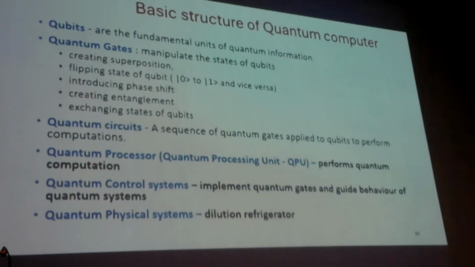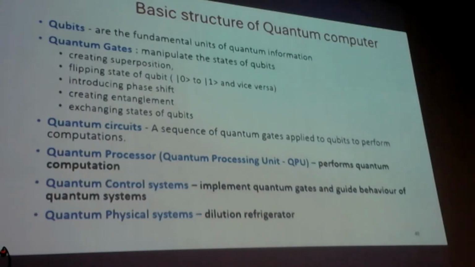So, basically, qubits, which are the fundamental units of quantum information, then quantum gates that manipulate the states of the qubits. So, why do we use these quantum gates? You can perform operations like creating superposition. First, you have to create the superposition. Then you can flip the state of the qubit from 0 to 1 or 1 to 0. So you have some quantum gate for flipping the state of the qubit. Then introducing a phase shift. I told you that with theta, pi, and all that you can introduce phase shifts.